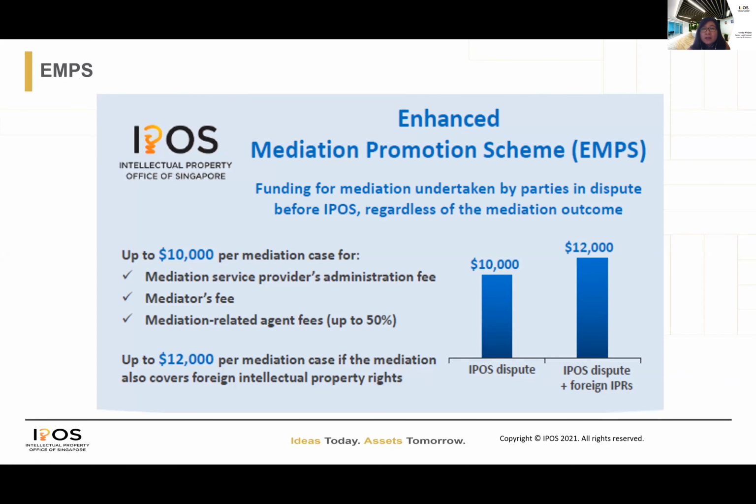Essentially, it is funding for parties where they mediate their disputes before IPAW. So as you can see on this slide, it is $10,000 per case, which means each party gets $5,000 if it is local IPs. If a foreign IP is involved, it is $12,000 per mediation case, which means each party gets $6,000. Of course, there are terms and conditions. Do approach us if you're interested in this.